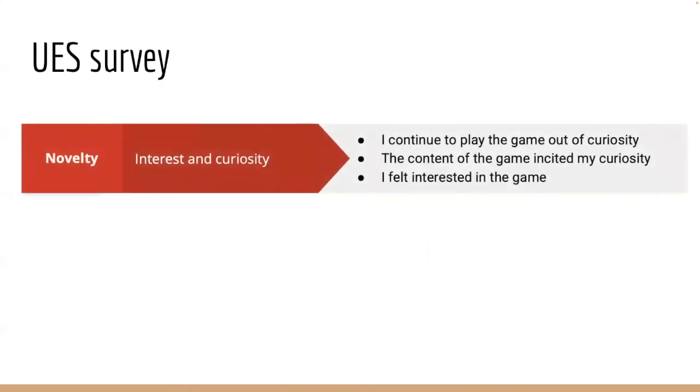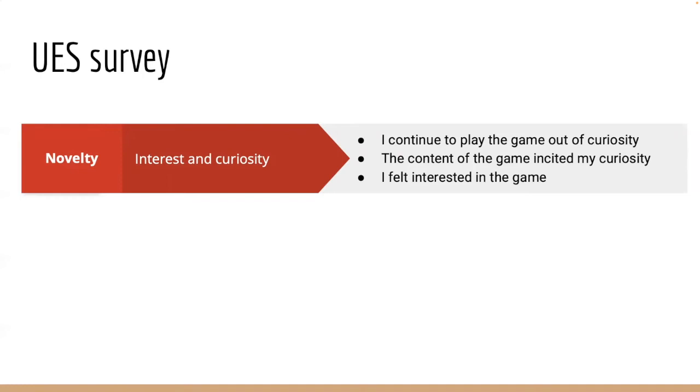Specifically, in the novelty scale, students are asked about their interest and curiosity in the game. Three questions are asked and counted toward this scale. For example, on a scale from strongly disagree to strongly agree, students are asked to rate how much they agree with the statement that they continue to play the game out of curiosity. The three questions are listed on the right.